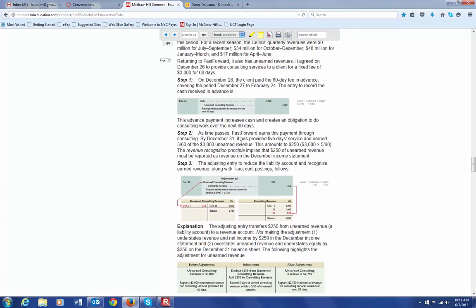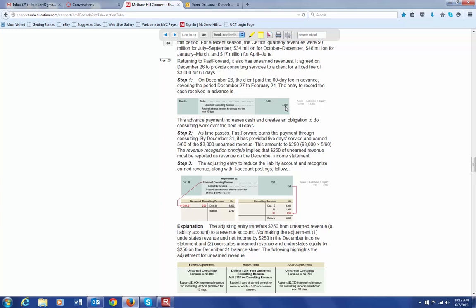But as time passes, Fast Forward earns this payment through providing the services. Now, on December 31st, it's only provided 5 days of service. So out of the 60 days, they've only earned 5 days of it. So in order to calculate how much that is, you take 5 days, divide by 60 days, and that comes out to $250. So at the end of the accounting period on December 31st, you have earned $250 of what was paid you. So you debit unearned consulting revenue because up here you credited it.